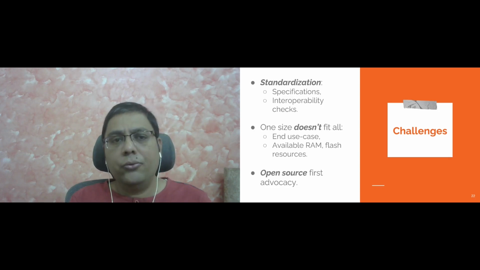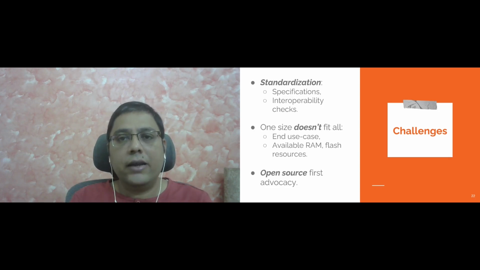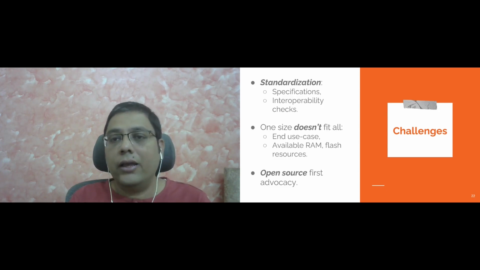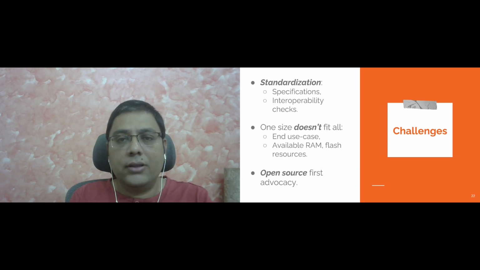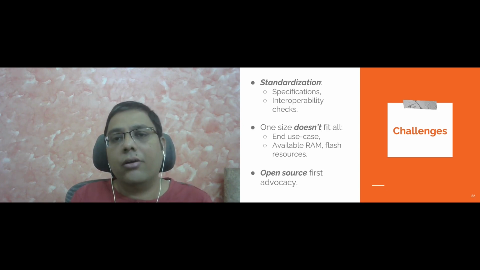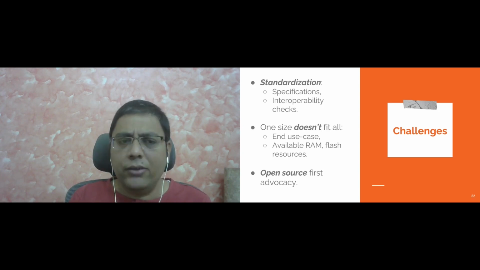After seeing the boot requirement specifications and understanding the end use case of the new device you are going to design, you can actually notice that one size really doesn't fit all. So the hardware resources which are available to us, for example, the RAM or the non-volatile storage space, and the software choices that we make, whether we are going to boot a bare metal software or a rich OS or an RTOS, they actually eventually decide the overall device firmware design. Another big challenge is to maintain an open source first approach.